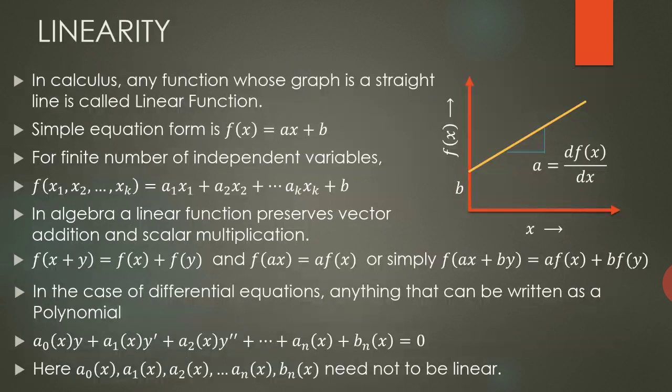The simple form of that straight line is f of x is ax plus b, where a is the slope of the line, which is a constant, and b is the y-intercept. If we have more independent variables, then we can represent the function as a1 x1 plus a2 x2 plus so on up to ak xk plus b.